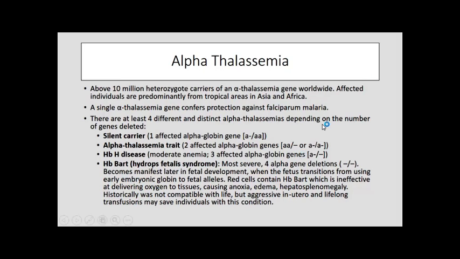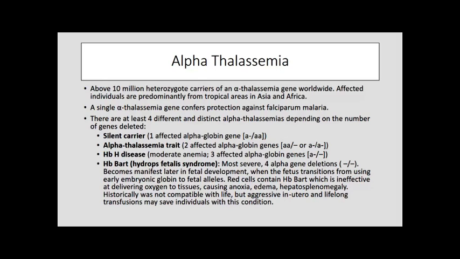Now, if someone has 2 genes deleted, notice that the deletion can be the 2 copies from 1 parent or 1 copy from each parent, okay? Depending on how the inheritance occurs. Now, there are 2 deletions. This is called alpha thalassemia trait. Okay? These people normally are going to be asymptomatic unless they are exposed to severe conditions or to oxidative stress or go to high altitudes, etc. But in normal conditions, they are going to be asymptomatic.